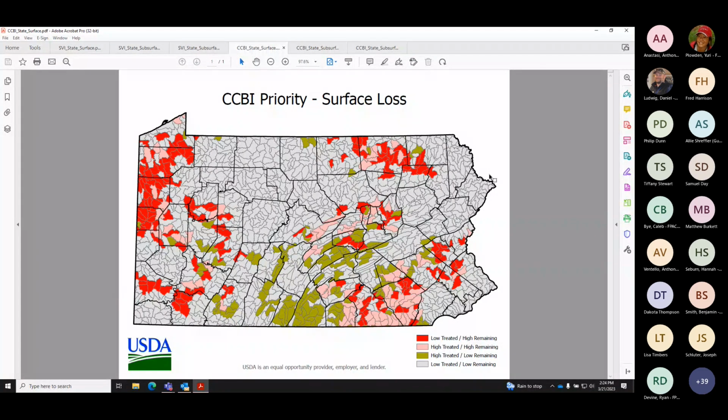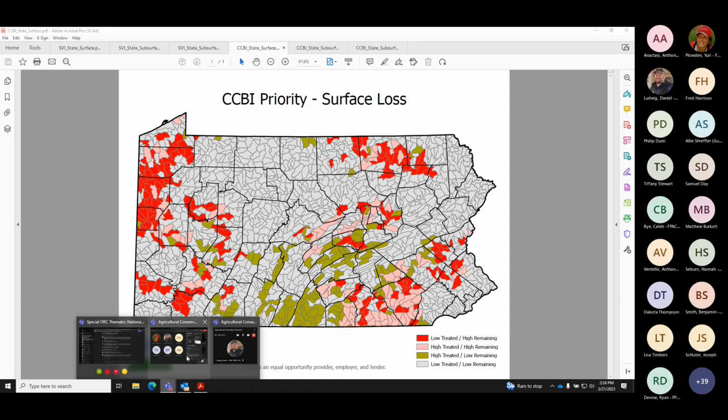So yeah, these are available. I don't exactly know where we could put them to get them on a publicly available website, but I can post these in chat. I can send them to anybody who asks for them. That's really all I want to talk about. Does anybody have any questions about these maps?